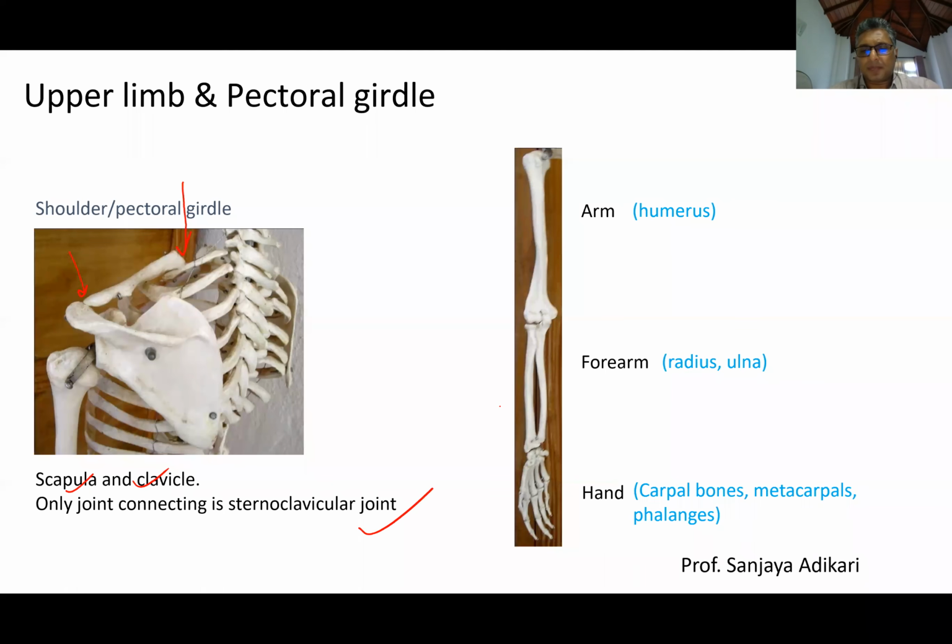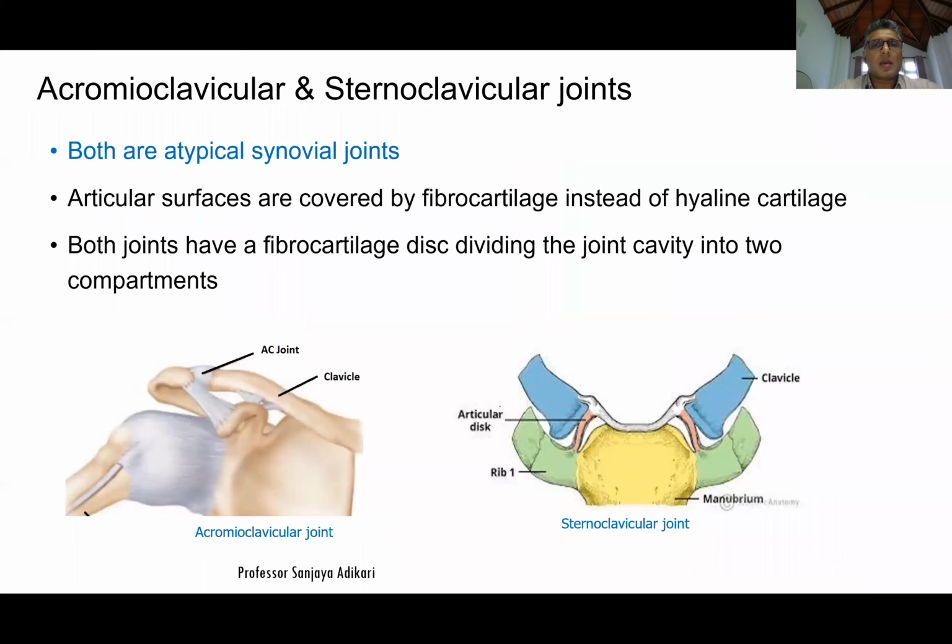Then we will go back and we will go to the next slide and come back. Then if you take the only joint, the sternoclavicular joint, that is an atypical synovial joint. And if you take the other joint, the joint that is within the pectoral girdle, which is the acromioclavicular joint, it is also an atypical synovial joint.